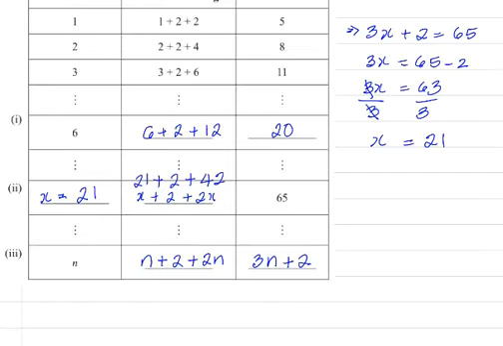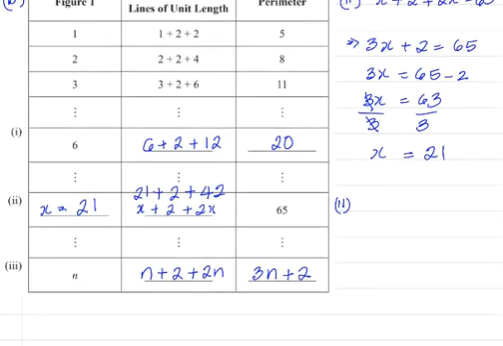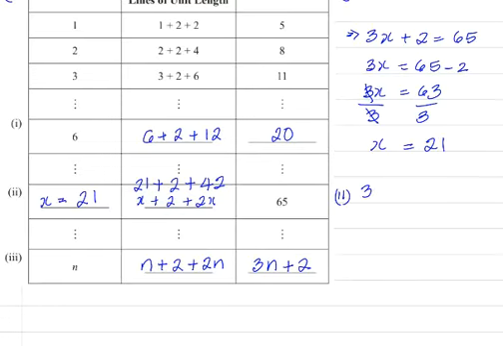All right, let's go further. Next, we're to show that no figure can have a perimeter of 100 units. Let us use the third line where we have the perimeter. The perimeter is actually 3n plus 2. And let us say, for argument's sake, that this perimeter is equal to 100. Now, if the perimeter can be 100, n, which is the figure number, will come out to be a whole number value.